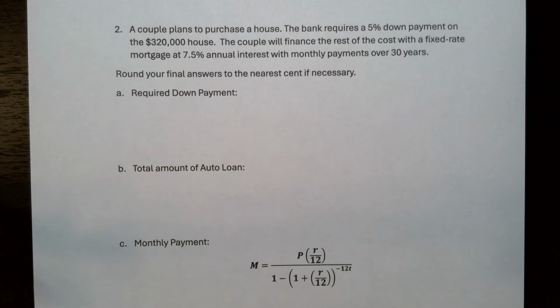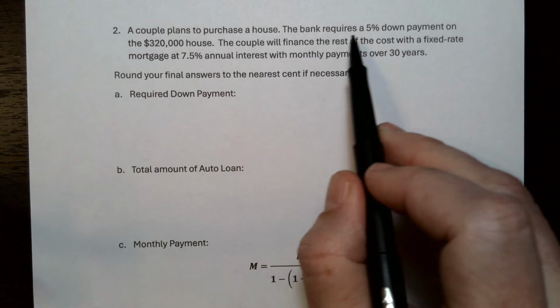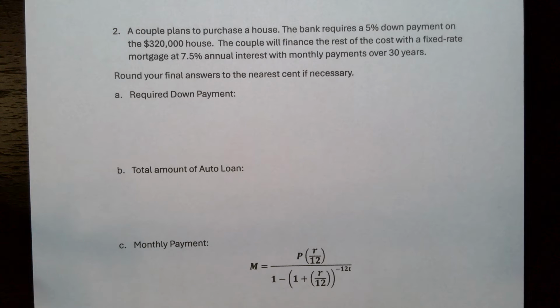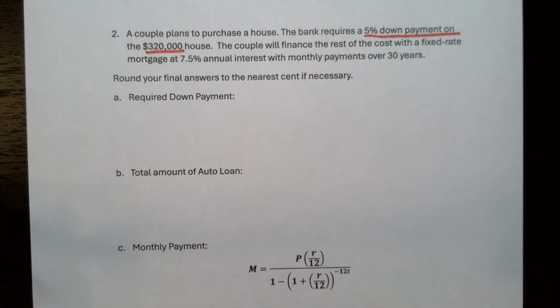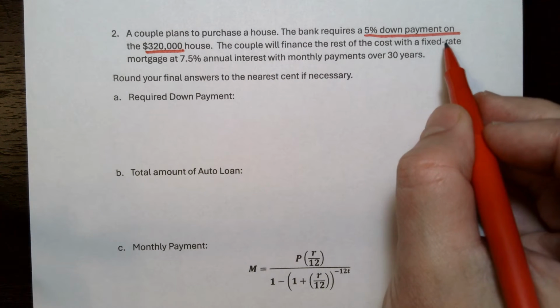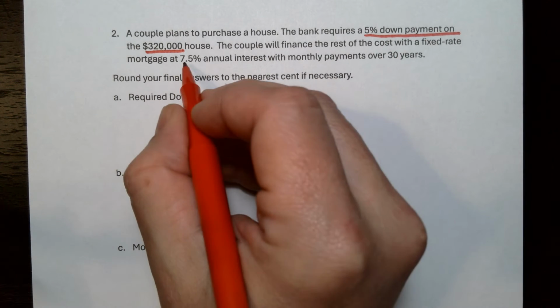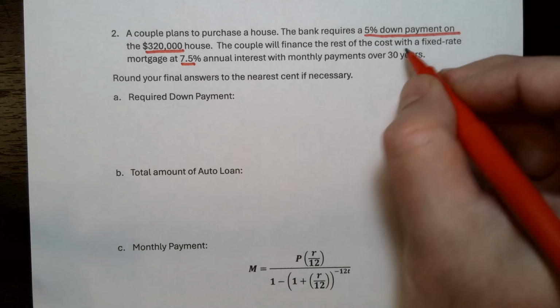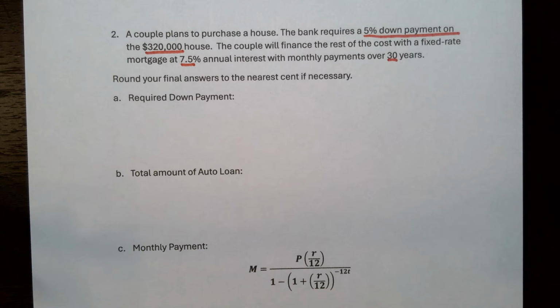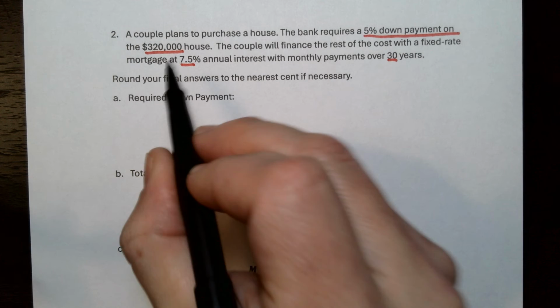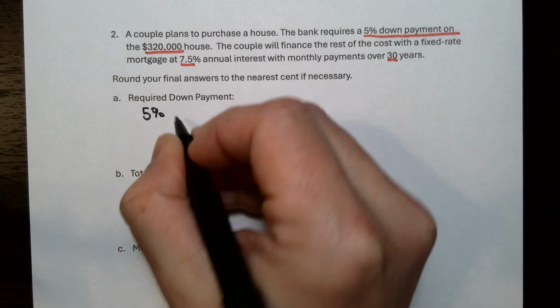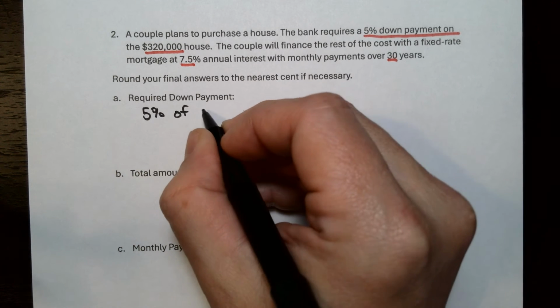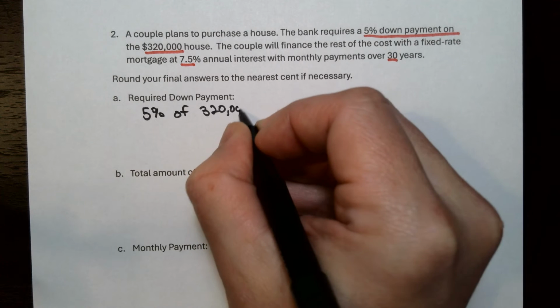All right, for this one, a couple plans to purchase a house. The bank requires a 5% down payment on a $320,000 house. The couple will finance the rest of the cost with a fixed rate mortgage at 7.5% annual interest over 30 years. So that's the important piece of information in this problem. The required down payment is 5% of the cost of the house. So it's 5% of 320,000.